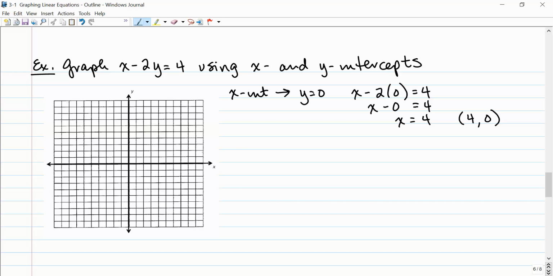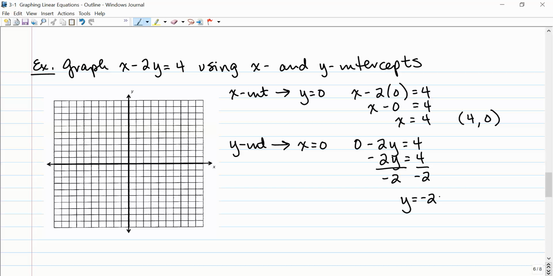Now to find my y-intercept, I'm going to let x equal 0 and plug 0 in for x into the original equation. So 0 minus 2y equals 4, or negative 2y equals 4. Solve that for y by dividing by -2, or y equals -2. That's my y-intercept, and that gives me the point (0, -2) to graph.